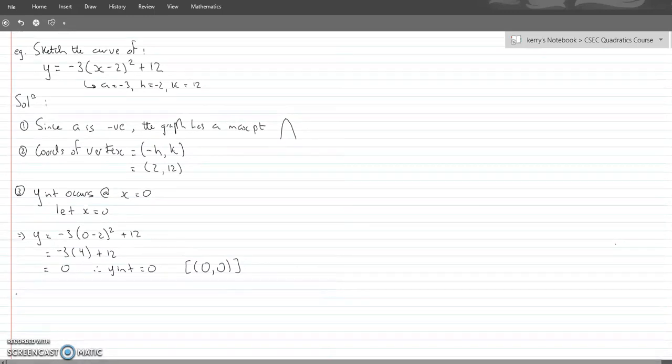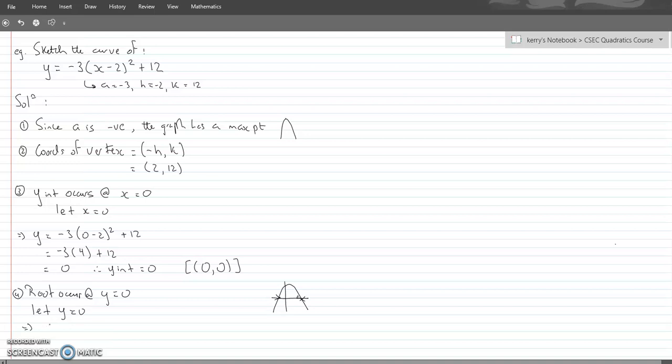Now number 4, we want to find the roots. Now remember where the roots of the equation are: the roots are where the graph passes through the x-axis. And remember, the roots occur at y is equal to 0. So you take this whole equation and you let y be equal to 0.